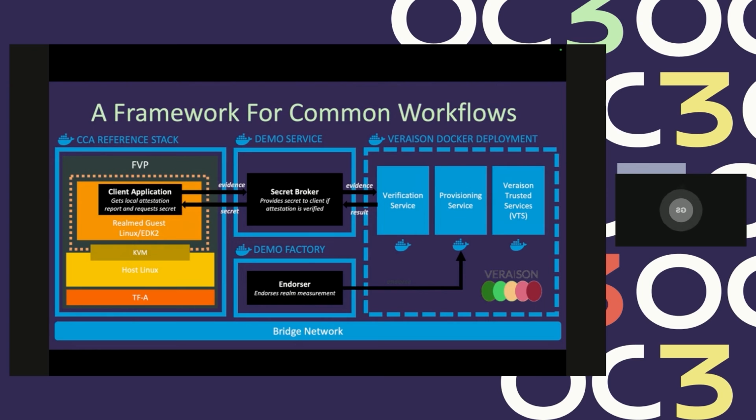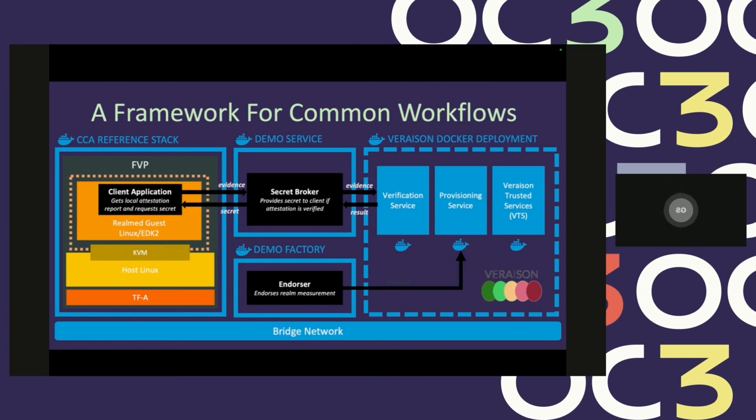In order to obtain a secret, the client application must first prove that it is running in a confidential environment where that secret will be adequately protected in use. And so the client application provides attestation evidence to the secret broker. The evidence now needs to be verified. One way that the secret broker can achieve this is by calling out to a separate verifier service. And for this, we connect with the world of community open source projects.